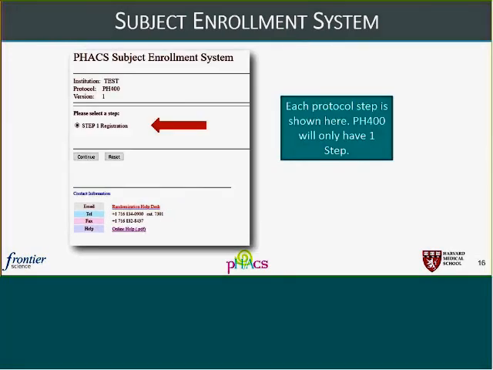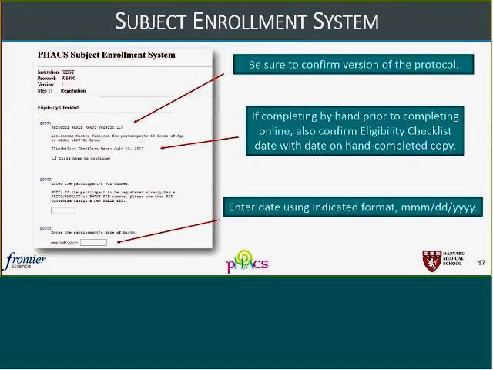The next screen will ask you to choose a step for the study. For PH400, there will only be one step, so you'll always just click step 1 on this screen. And then a few things to point out as you're going through the checklist. Again, if you complete the checklist offline and you go in to enroll, just make sure that the version number for the protocol matches and the eligibility checklist date. And then just pay attention to the date formats and other formats that are instructed of you throughout the checklist.